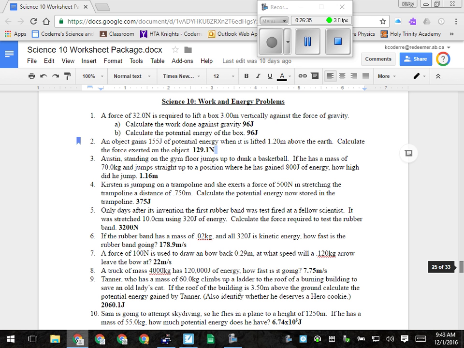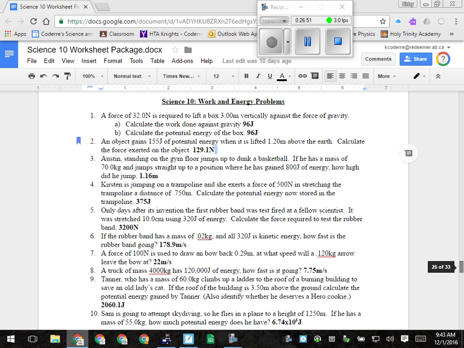That's where I want you to go. It's called Science 10, Work Energy Problems. Page 25 of 33 on the worksheet package. So we're only using work equals force times distance, well, no, for the first couple. And then it'll become F d equals the change in energy after that.